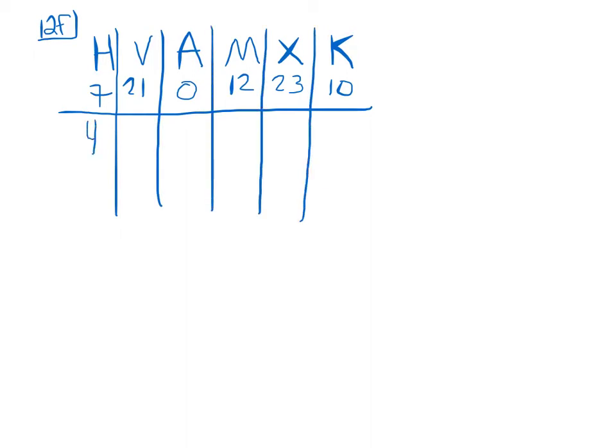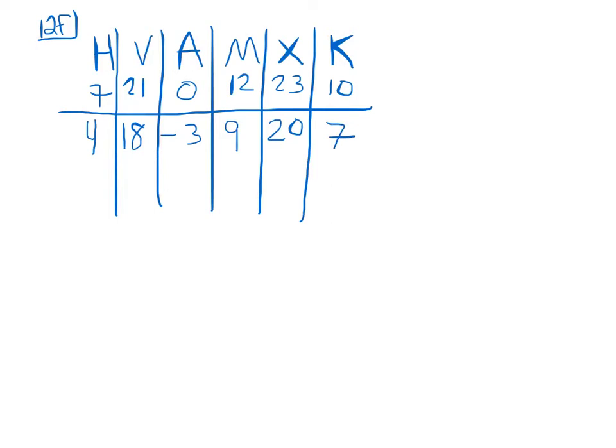7 minus 3 is 4, 21 minus 3 is 18, 0 minus 3 is negative 3, 12 minus 3 is 9, 23 minus 3 is 20, and 10 minus 3 is 7. Alright, so I subtracted 3.